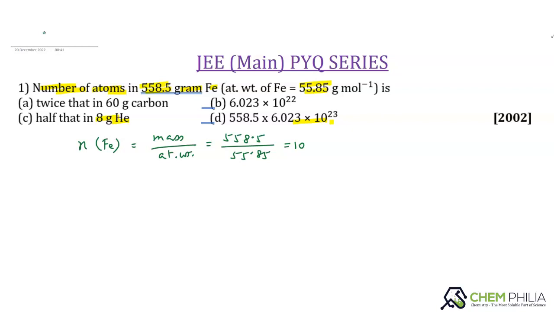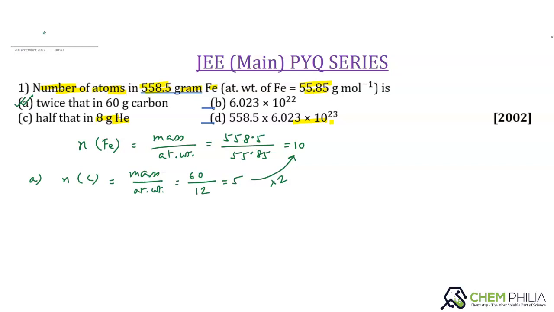So is it twice than that in 60 gram of carbon? Let us see. First option A. What is the number of moles in 60 gram of carbon? It's mass by atomic weight again. So what is the mass of carbon here? It's 60. And what is the atomic weight? 12. That is 5. And indeed, if you multiply this number of moles by 2, it becomes 10. So it's actually option A, that is the answer of this question.